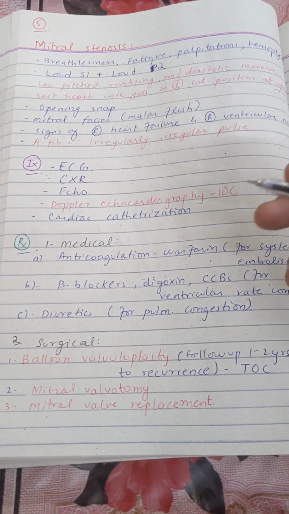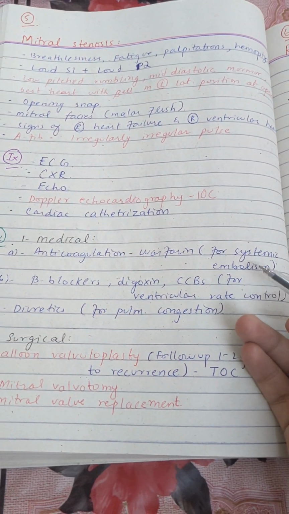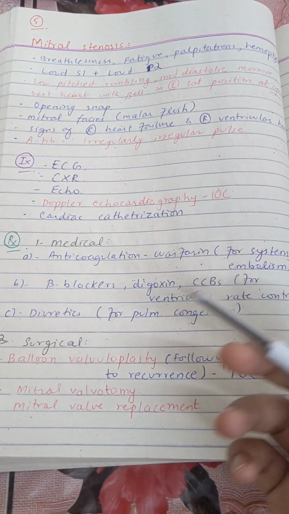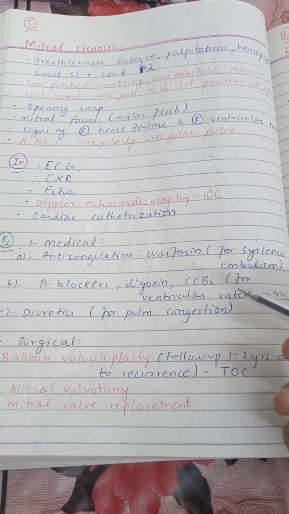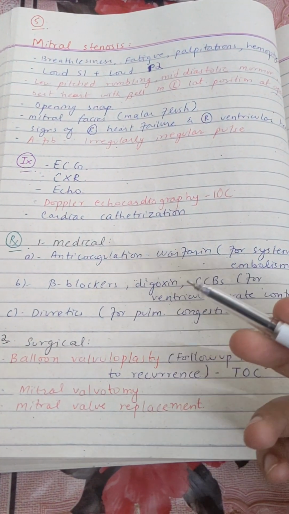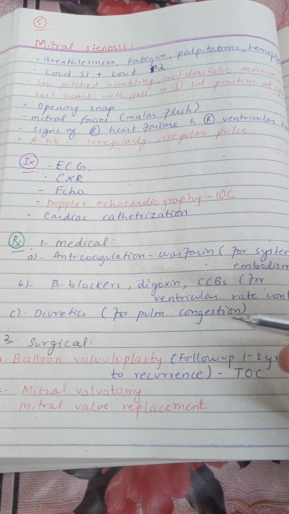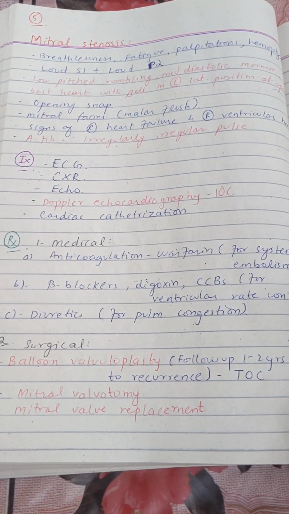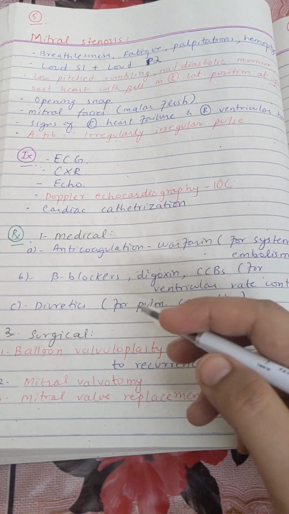So in order to avoid that risk, we anticoagulate the children with warfarin for systemic embolism, and we also give them beta blockers, digoxin, calcium channel blockers for ventricular rate control, because AFib can also occur. And diuretics are given to avoid pulmonary congestion. So these are the medical treatment options: anticoagulation, beta blockers, digoxin, calcium channel blockers and diuretics.